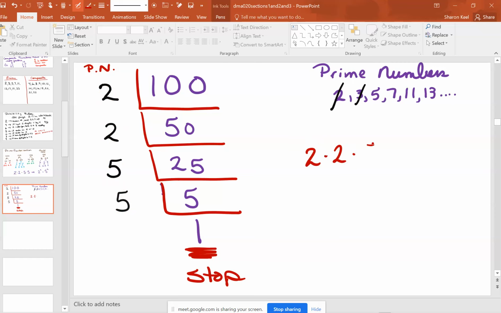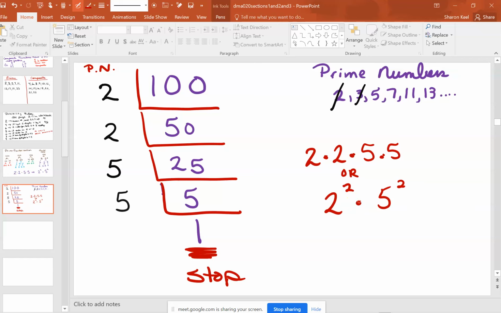2 times 2 times 5 times 5. That's your 2 squared times 5 squared. You can write it either of those two ways when you do your final solution. These are not decimals. These are the little dots for multiplication. So I like to use this method.